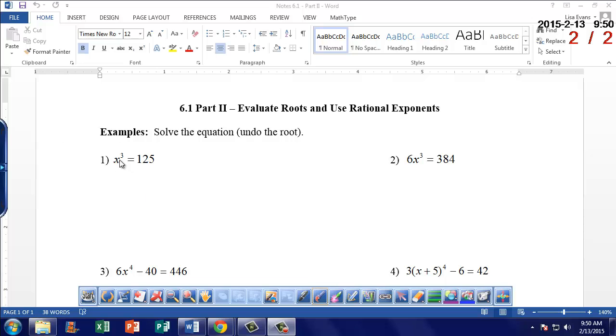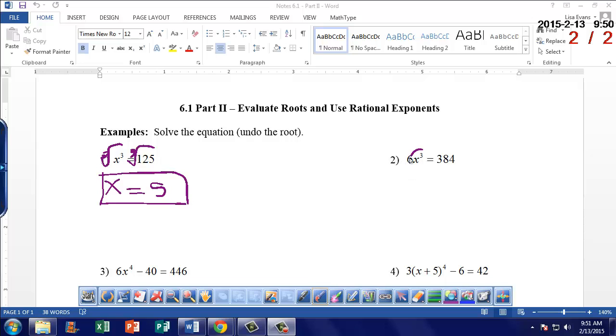Okay, so x is by itself, the cubed is by itself, so what I'm going to do is cube root both sides. Now when it's an odd power, no need to put a plus or minus because we're only going to get one answer. So x equals 5. How do I know that? Because I have that chart memorized from yesterday.